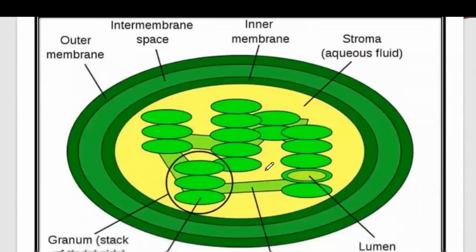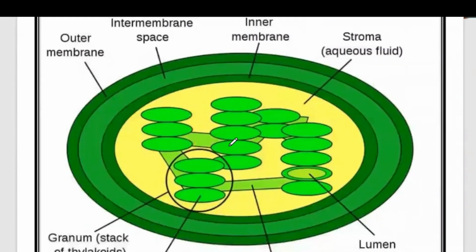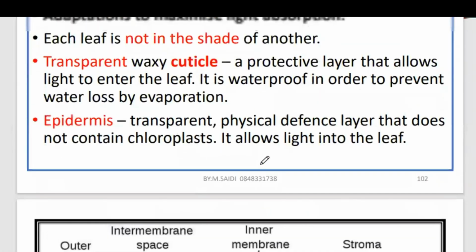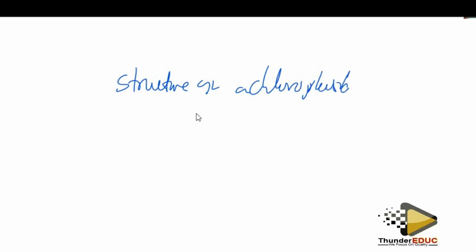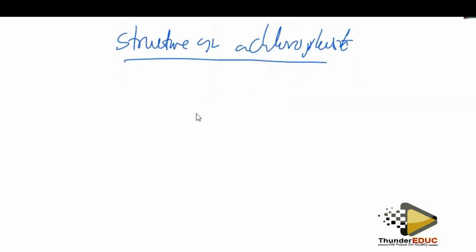Here is the structure which allows the light to be trapped. It's called a chloroplast. So we're going to look at the structure of a chloroplast. Don't forget that a chloroplast is an organelle. Don't forget that whenever it comes to drawing, you must write what is called a caption or a title. So, structure of a chloroplast.